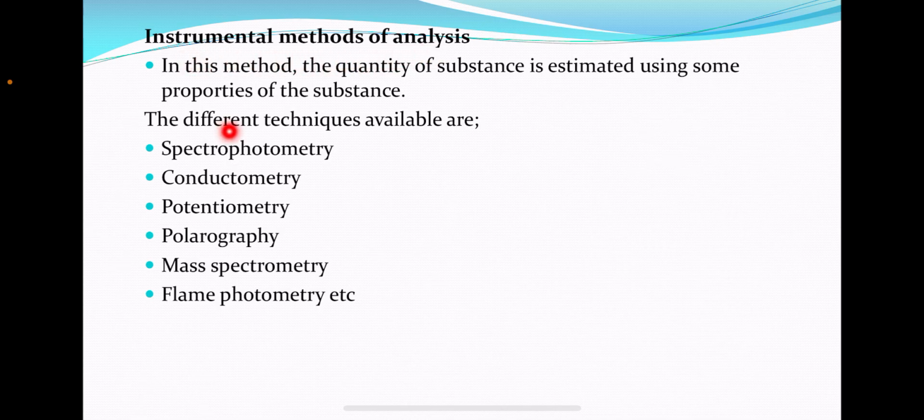In this method, the quantity of substance is estimated using some properties of the substance. What are the properties? They might be the optical density or the absorption. So optical density of that particular solution, or we measure the absorption, that is, how efficiently the compounds present in the solution can absorb radiant energy or light energy, or the percentage transmission. These are all physical properties.